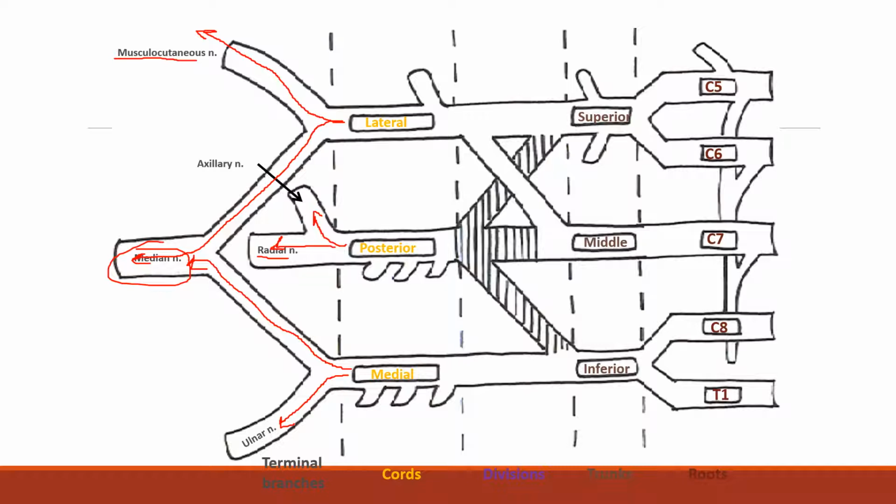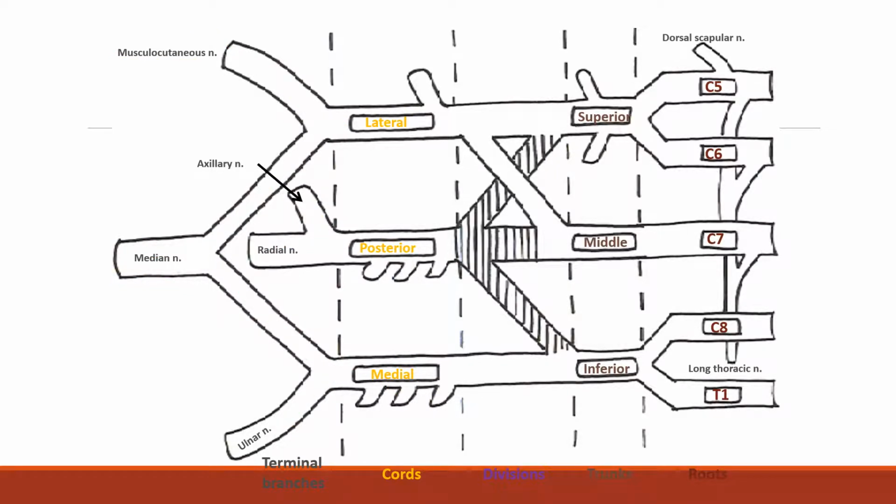So we have three cords which create 5 main branches. The way I just keep track of this is that each cord has 2 main branches. It's just that the median nerve is shared from 2 cords. One other quick note about terminology, be very careful with the terms medial and median. The median is a nerve, the medial is a cord.